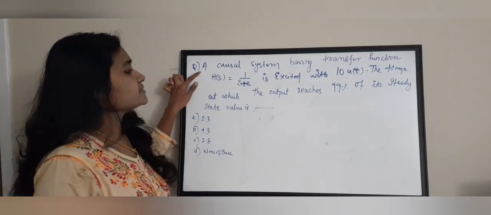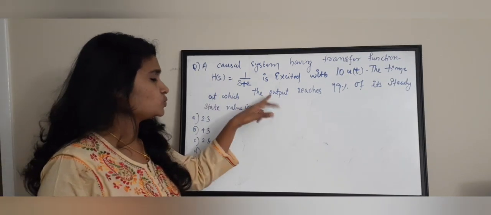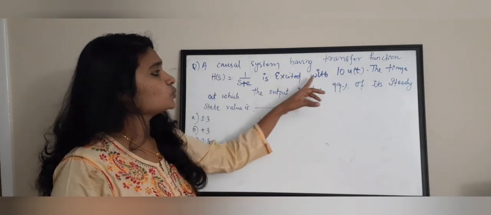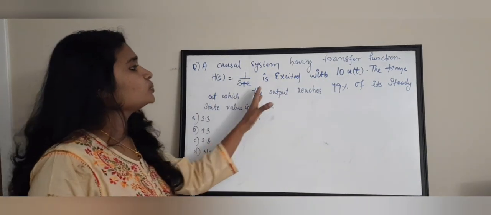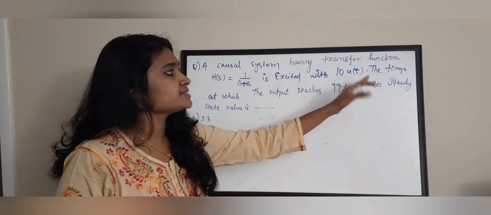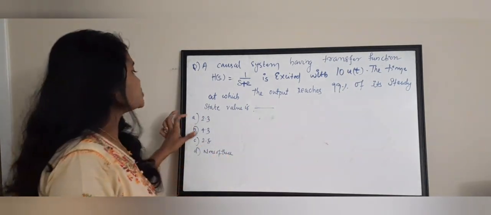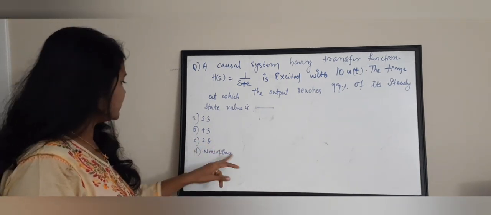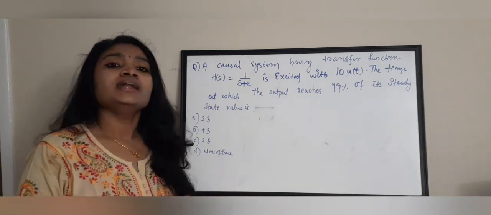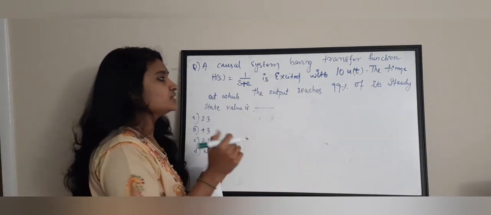A causal system having transfer function H(s) equal to 1 by s plus 2 is excited with 10 u(t). The time at which the output reaches 99% of its steady state value is dash. Option A 2.3, option B 4.3, option C 2.8, option D none of this. Now you are given some values. Let's just try to draw a small figure from this.